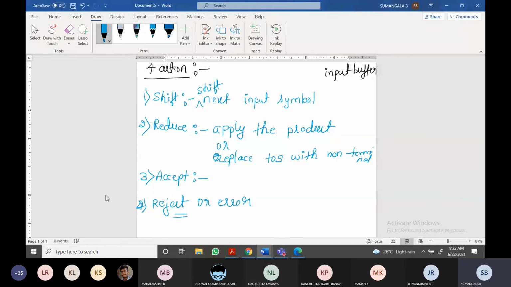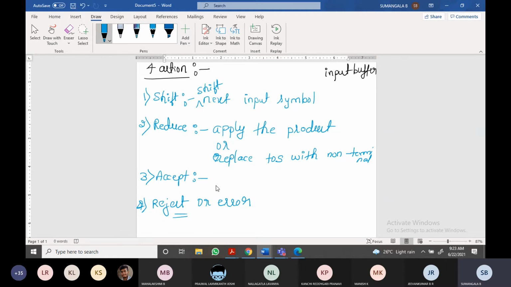Understood all four actions? I am repeating. There are four actions in shift reduce parsing. One is shift the next input symbol onto the stack. Second is reduce. If the top of the stack is matching with the body of the production, then you apply that production, that means you replace the top of the stack with the non-terminal.